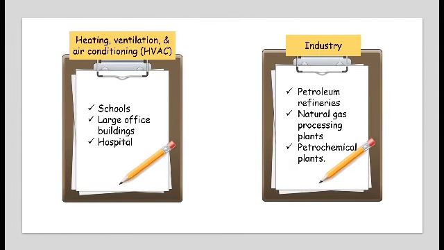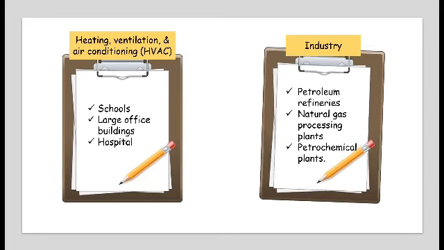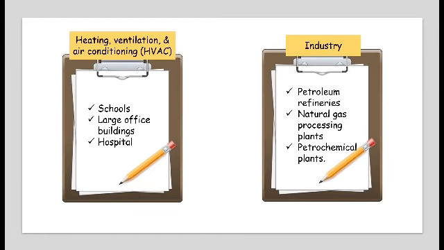Cooling towers are mostly found in heating, ventilation, and air conditioning systems and in the industry. Traditional HVAC systems are used in schools, large office buildings, and hospitals. Meanwhile, cooling towers in the industry are used in petroleum refineries, natural gas processing plants, and petrochemical plants.